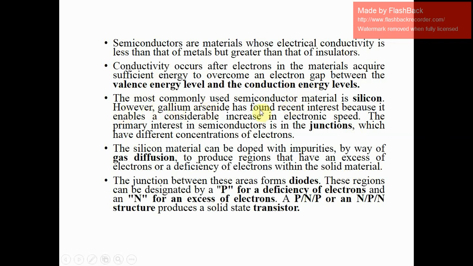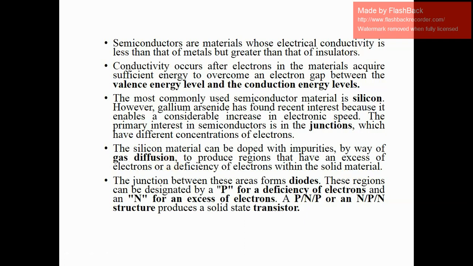The most commonly used semiconducting material is silicon, and some others like germanium also. And gallium arsenide has found recent interest because it enables a considerable increase in electronic speed. The primary interest in semiconductors is in the junction, which has different concentrations of electrons and impurities. Silicon material can be doped with impurities by way of gas diffusion.